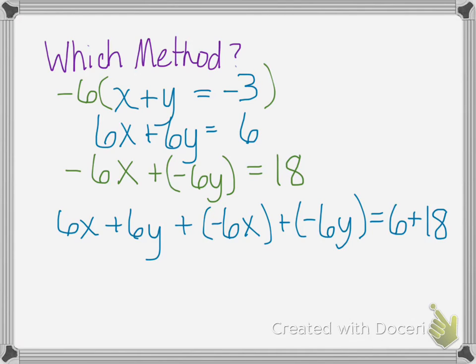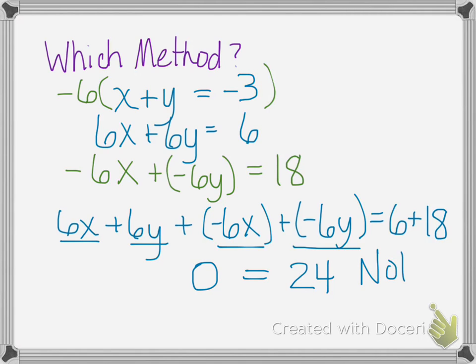But look what's happening here. Both of my variables are getting eliminated, 6x and -6x, 6y and -6y. So I'm ending up with 0 is equal to 24, which I know is not true, right? So you can think about, what is that telling me? Well, it's probably telling me that there is no solution to this system of equations.